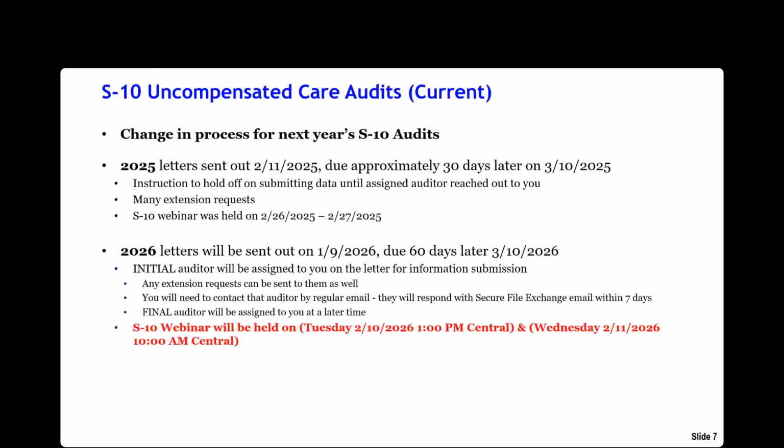So with that, let's go ahead and get started on the S10 uncompensated care audits. I'm going to start off with the change that we're talking about for our process. Now, this is just WPS. We're basically starting a little bit earlier than we have in the past, and it'll give providers more.